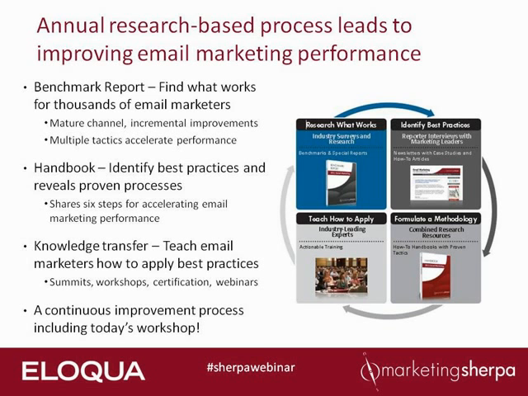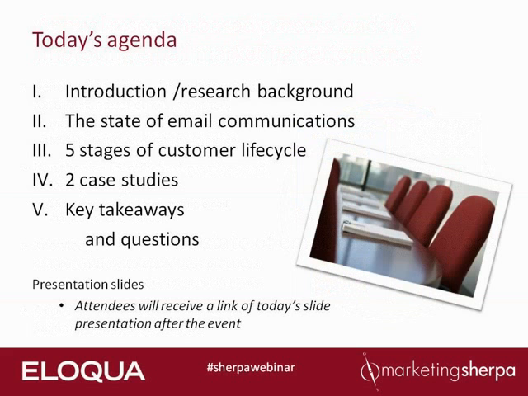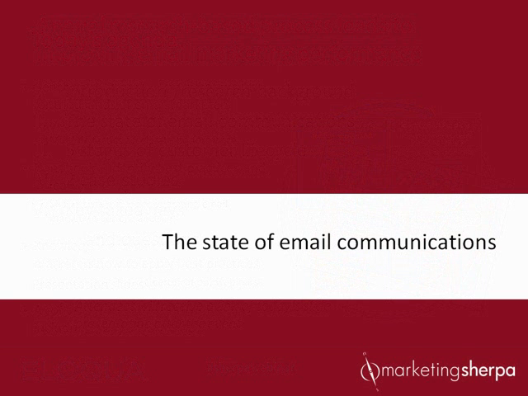So with that, we're going to move into our agenda today. Let me give a brief overview of what we've got going on here. First, we're going to talk about the state of email communications. Then we're going to go over the 5 stages of the customer life cycle. We're going to follow that up with 2 case studies that are going to give us some in-depth examples of what we can do to help change our email marketing today. And then we're going to give you some key takeaways, and we're going to answer some questions throughout the presentation that you guys have submitted to us. So with that, Jeff, I'll turn the presentation and time over to you to get going.